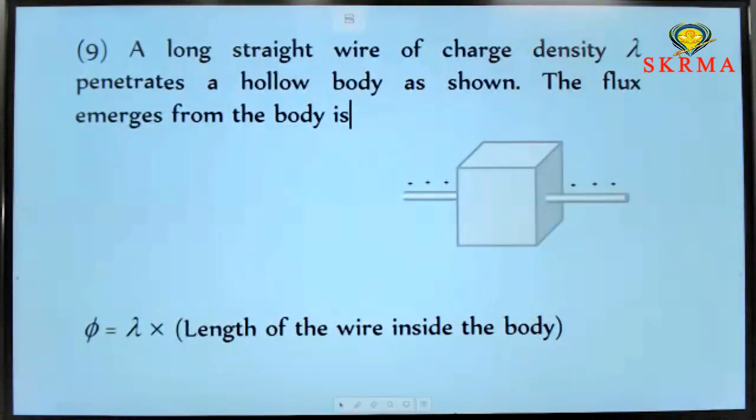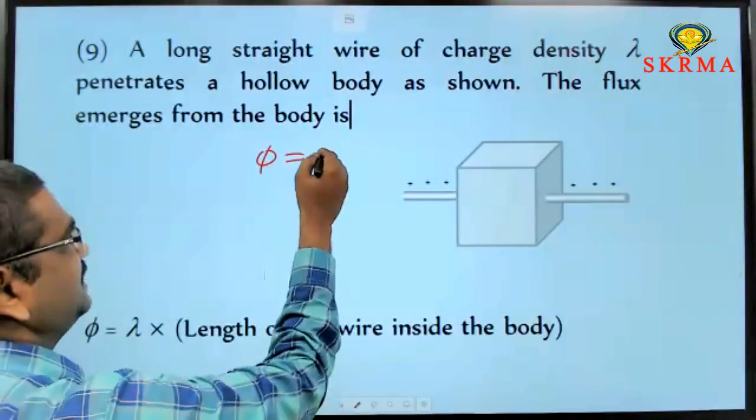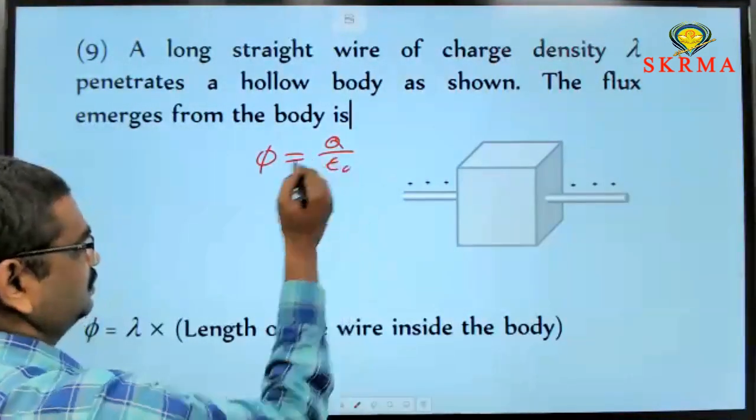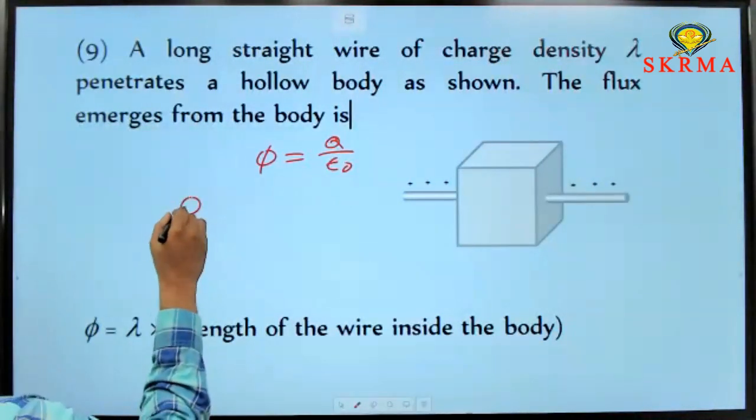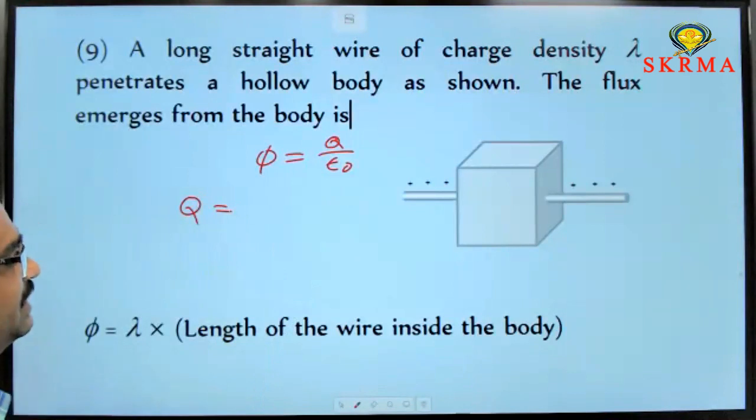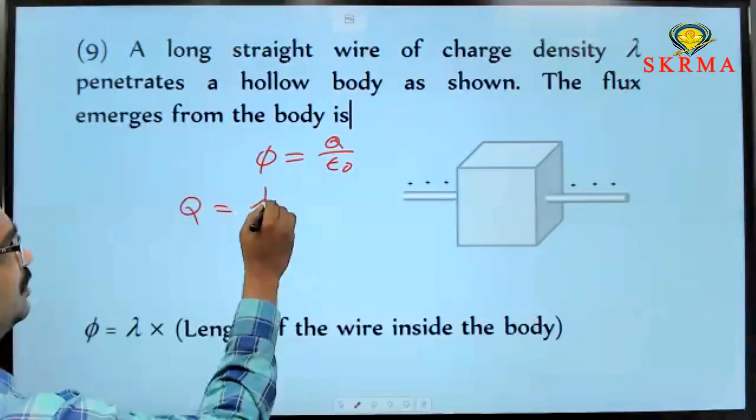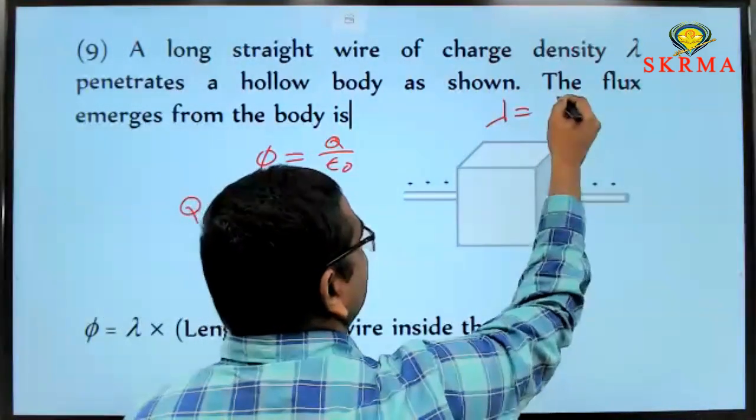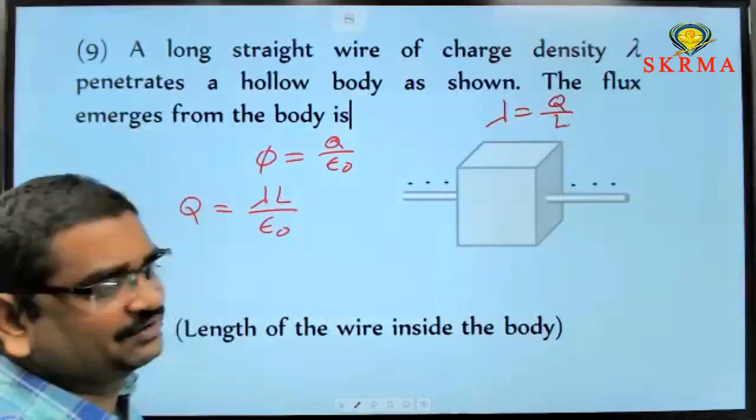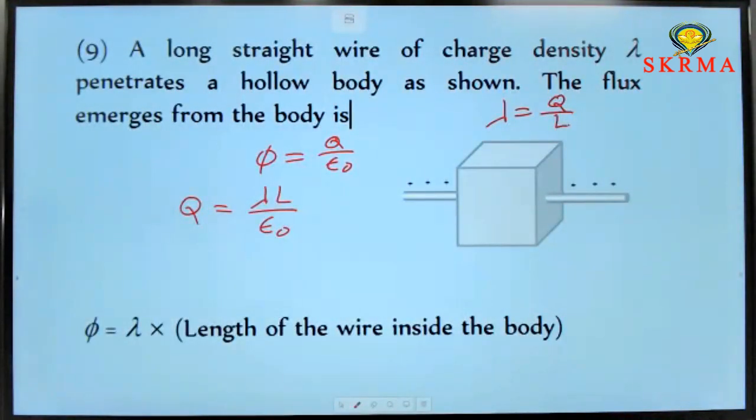What is the basic formula for flux? Flux phi equals Q by epsilon naught. Now for this one, what is the charge? The charge can be written as charge per unit length into length. The charge per unit length formula is charge by length. From that, the charge can be written as lambda into L.